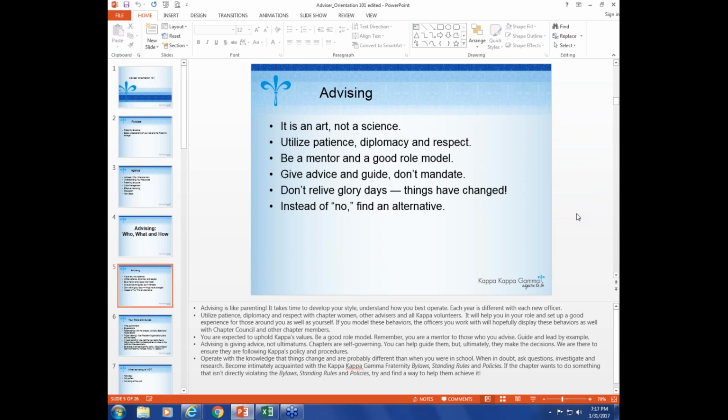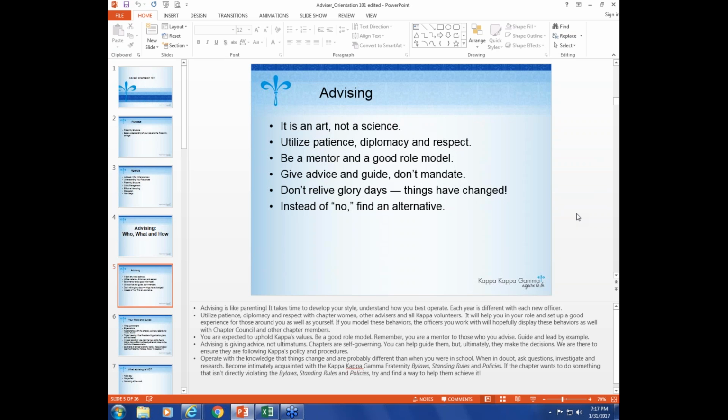It is so important for you to have patience, diplomacy, and respect of your officer. This will set you up in a really good manner, and it will help you and help your officer to develop a rapport. We want you to be a good mentor and a role model, and remember, our active women model what they see. So if they are seeing us as good role models, they will also be good members. They will follow what we're doing.